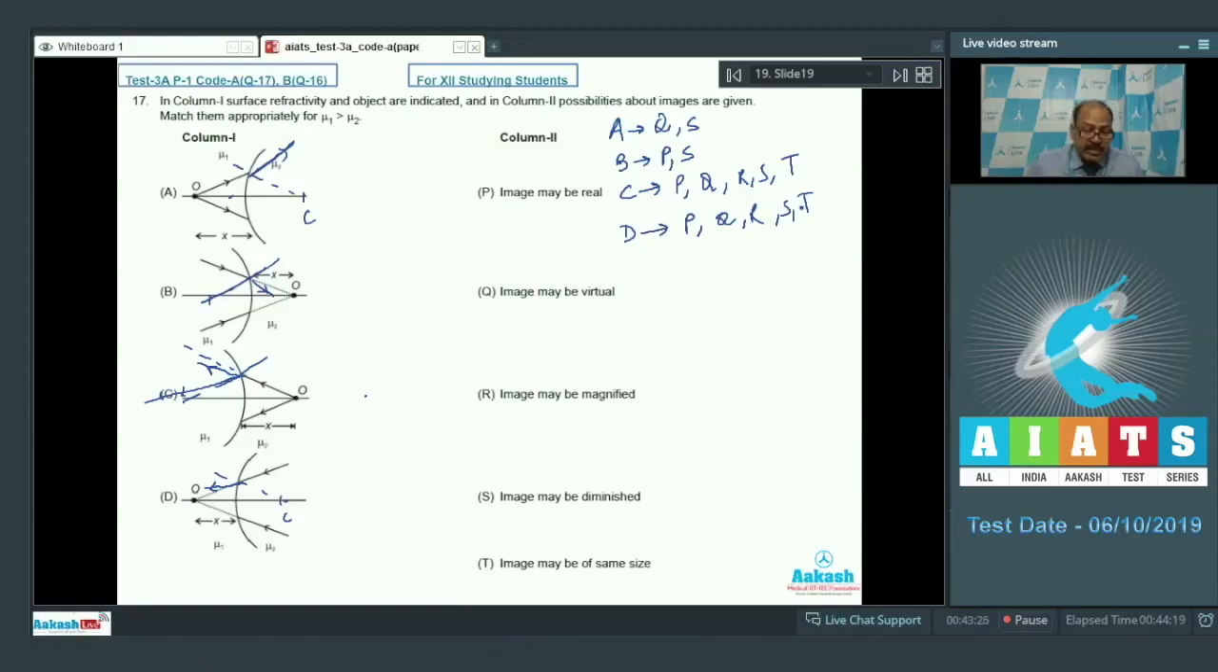That completes the matrix matching for question 17. Let's go to question 18 now.